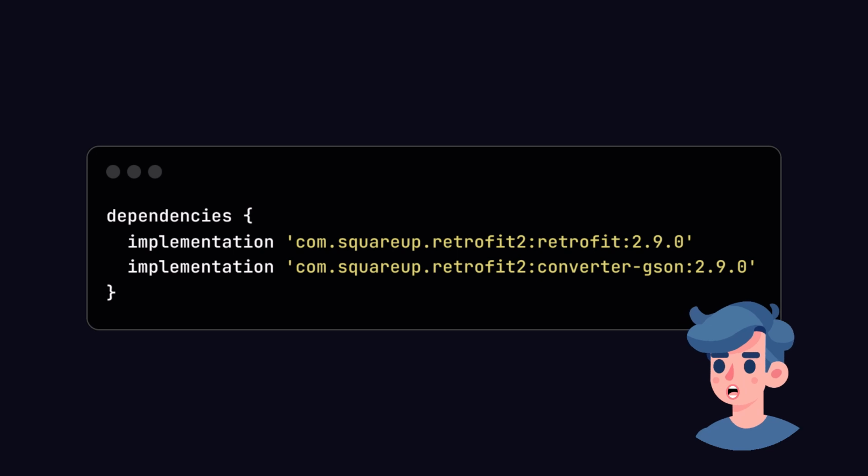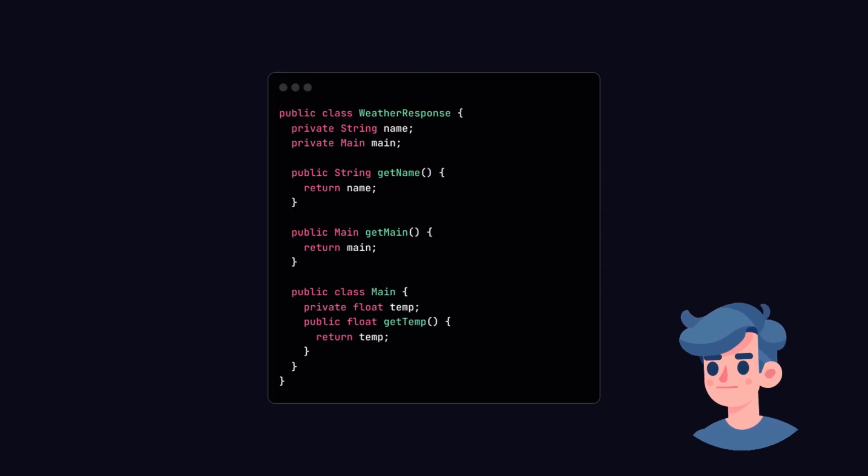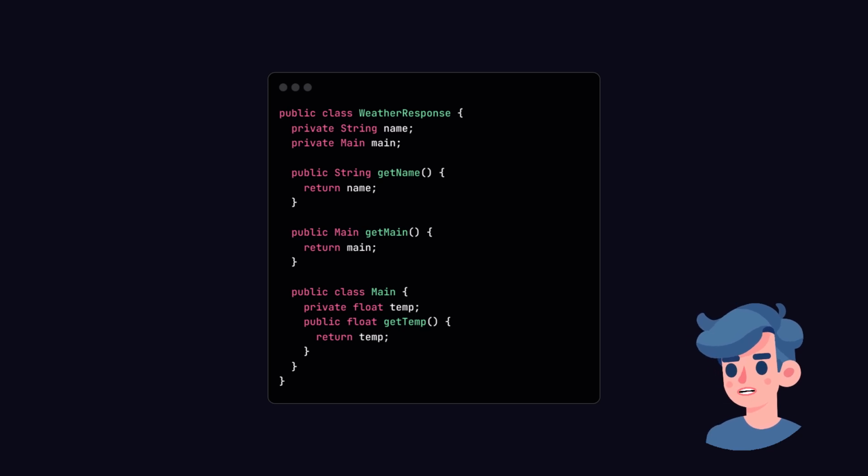In your project's build.gradle, add Retrofit and JSON dependencies for making network requests and parsing JSON responses. Now let's create a Retrofit interface to define our API calls specifically for fetching weather data. In this code, we define a method for getting weather data by city name and API key. You'll also need a weather response class to handle the JSON data received from the API.